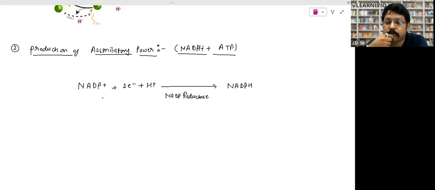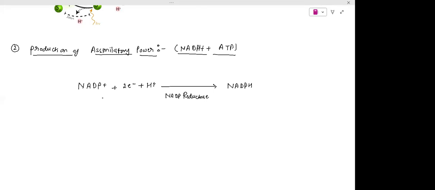I have already told you who the final electron acceptor is. NADP plus is the final electron acceptor. So NADP plus will take 2 electrons and a hydrogen ion, and it will become NADPH. The reaction is carried forward with the help of NADP reductase. Tell me, is that clear? Yes, sir.